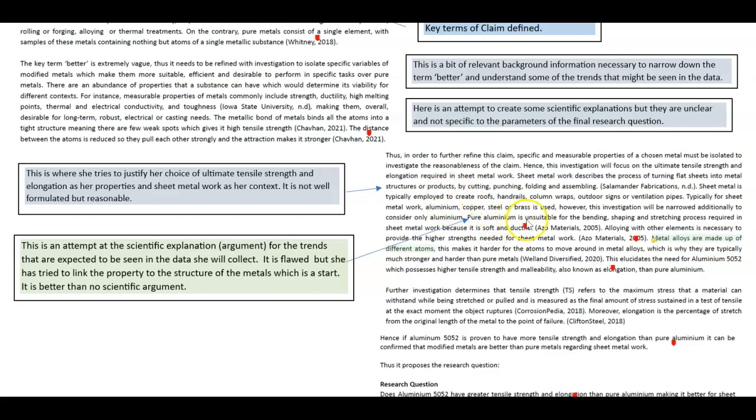Here we've got a little bit of another attempt to justify or explain the trends that she may have seen, but it's flawed. She's actually a little bit back to front. So she's attempted a scientific argument, but it's flawed. But it's better than not even attempting a scientific argument, because obviously you won't get anything for that section of her marking criteria.